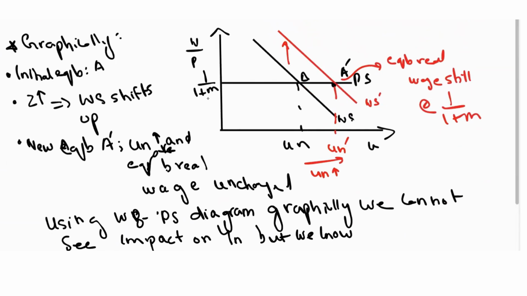So in this way, we can see how, when Z changes, we can algebraically and graphically see the impact. Algebraically, we just look at the equilibrium values we derived, and graphically, we just draw a WS-PS chart.